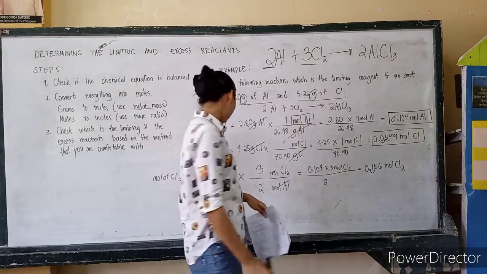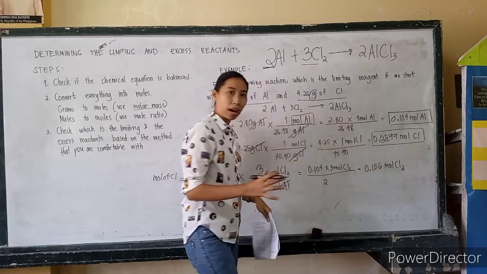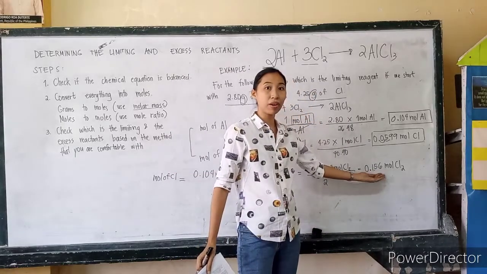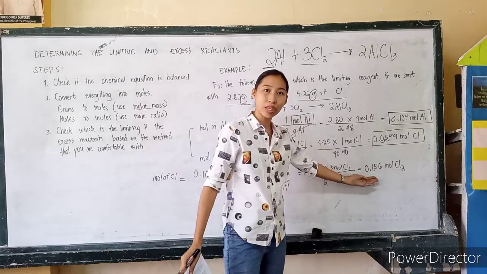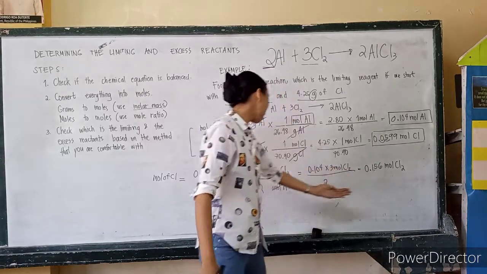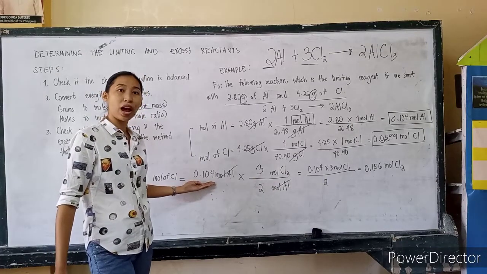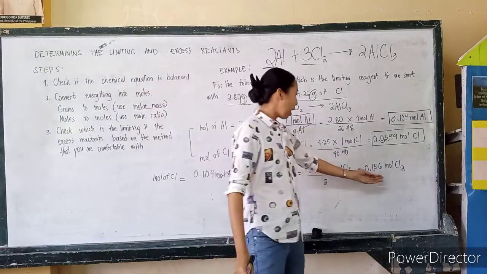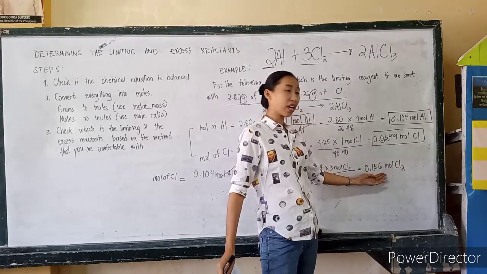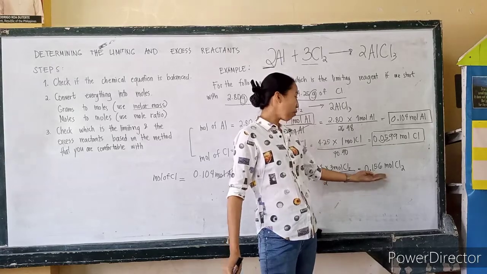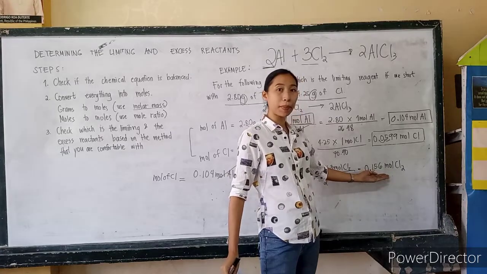Now, ma'am, what are we gonna do with this answer? What we will do is, this is actually what needs to react. Let me explain. You need 0.156 mole of Cl2 to use up 0.104 moles of aluminum. The question is, is the Cl you got earlier enough to use up your aluminum? Ideally, you should have 0.156 mole of Cl2.